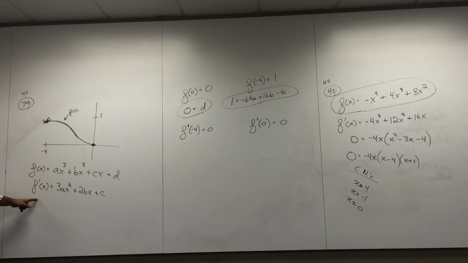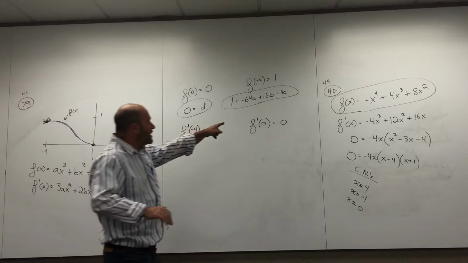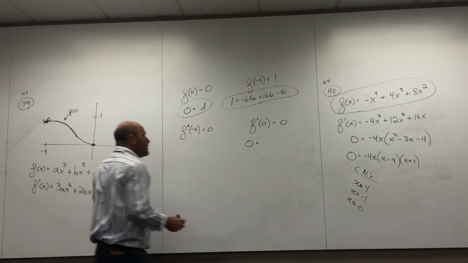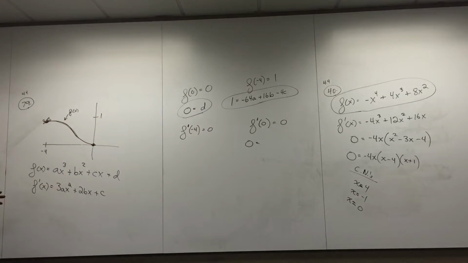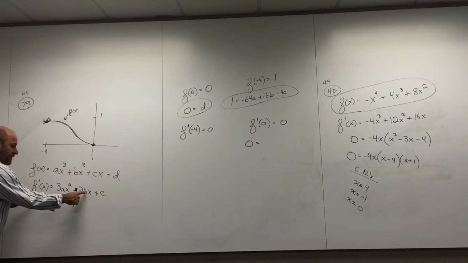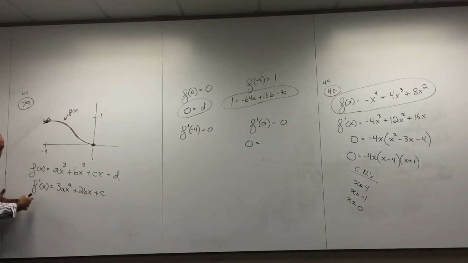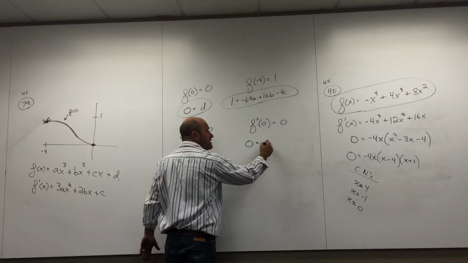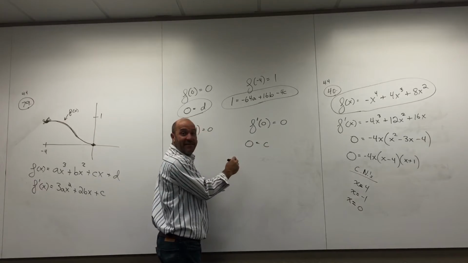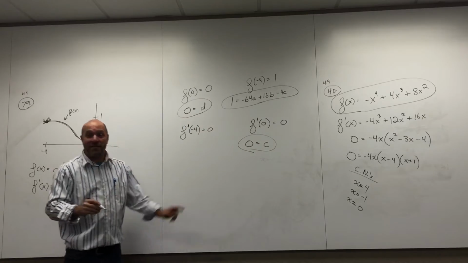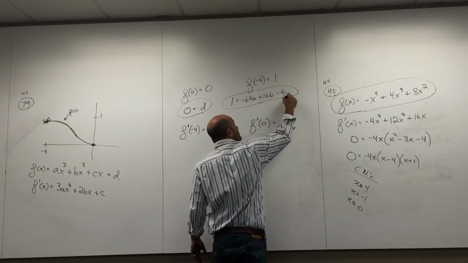Hang on. So what did we just say? I'm going to go over here. If you plug a 0 in the derivative, you get 0. If you plug a 0 in the derivative, you get c. And it's supposed to equal 0. So I think we just learned that c equals 0. That's awesome. By the way, that means I can go up here and say, this c is 0.